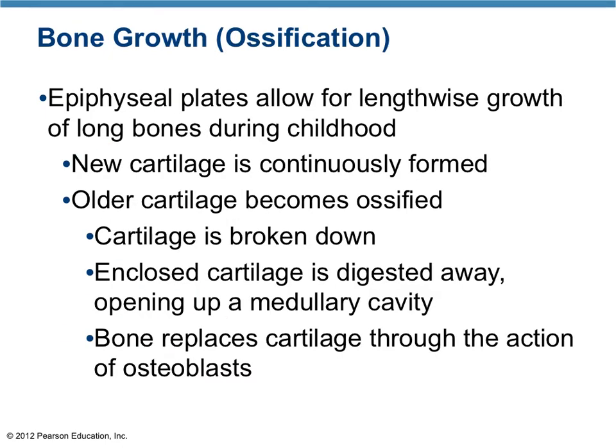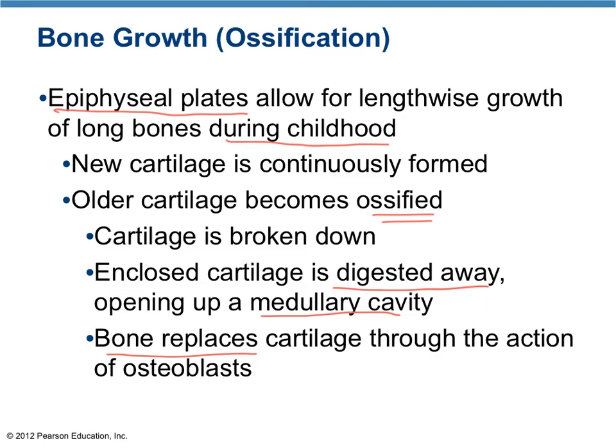When bones are growing, it's also called ossification. So the epiphyseal plate, if you remember, which is in the distal ends of long bones, allows for lengthwise growth of long bones, and it occurs during childhood. New cartilage is continuously formed, and old cartilage becomes ossified, meaning that it becomes bony. Cartilage is broken down, and then it's enclosed and digested away, and then it opens up a little cavity, and then bone can fill that cavity in by replacing the cartilage through the action of cells called osteoblasts.